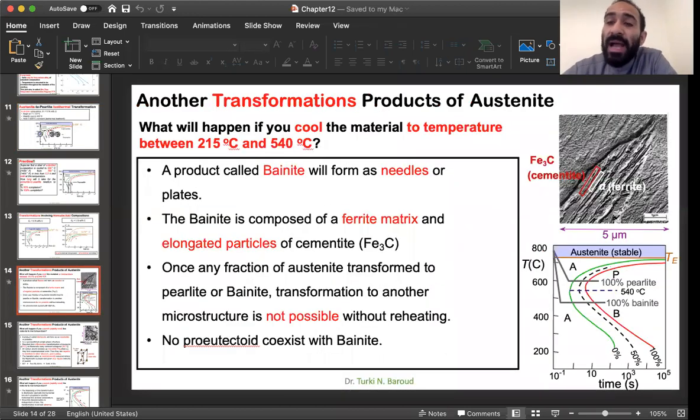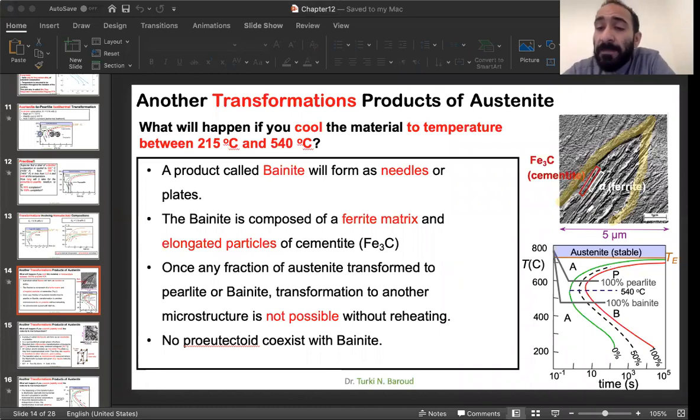Now, if you provide much less energy, what's going to happen? Well, actually the iron carbide will not exist as layers. It's going to exist as elongated, needle-like particles. You can see here cementite. So you're going to have a matrix of alpha. Okay, let me draw it here. I just want to point out very important information. What is inside here is bainite. It's called bainite.